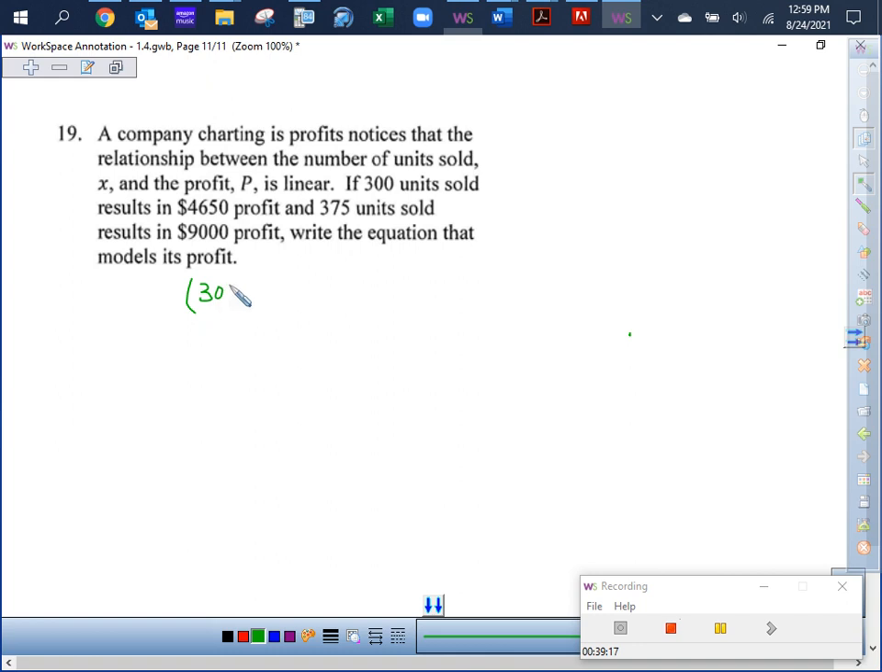So how do you feel about an ordered pair of 300, 6,500? Do you feel good with that as an ordered pair? If I have 300 units sold, I get a profit of this much. The other ordered pair would be this, 375, 9,000. You with me on that?